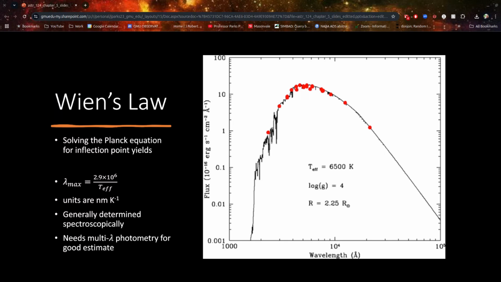Now, the best method, the method that gives you a more precise, more accurate value, I should say, is spectroscopically. And again, we'll get into spectroscopy later. For the most part in this course, I'm going to be concentrating on photometry, the study of brightness.